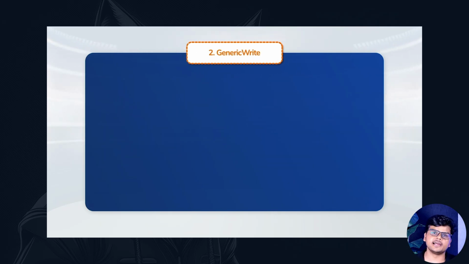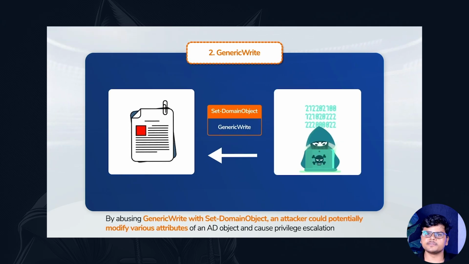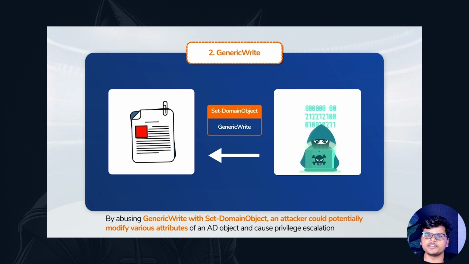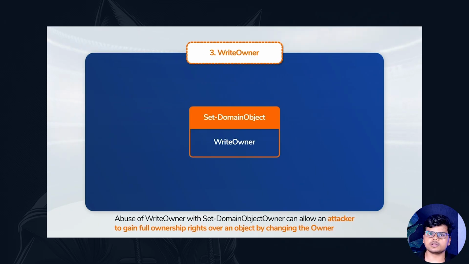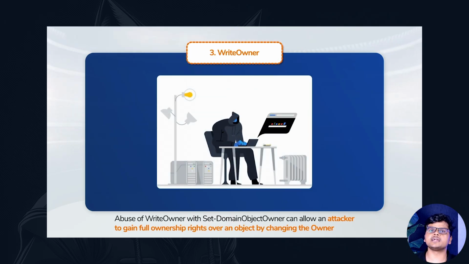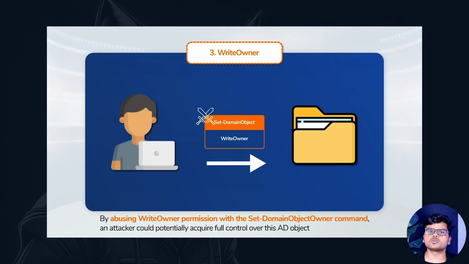Next up, we have GenericWrite. This permission can update an object's attribute. By abusing GenericWrite with Set-DomainObject, an attacker could potentially modify various attributes of an AD object and cause privilege escalation. Now let's talk about WriteOwner. Abuse of WriteOwner with Set-DomainObjectOwner can allow an attacker to gain full ownership rights over an object by changing the owner. By abusing WriteOwner permission with the Set-DomainObjectOwner command, an attacker could potentially acquire full control over this Active Directory or AD object.